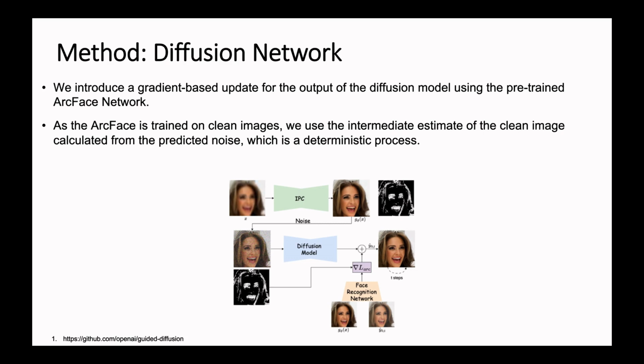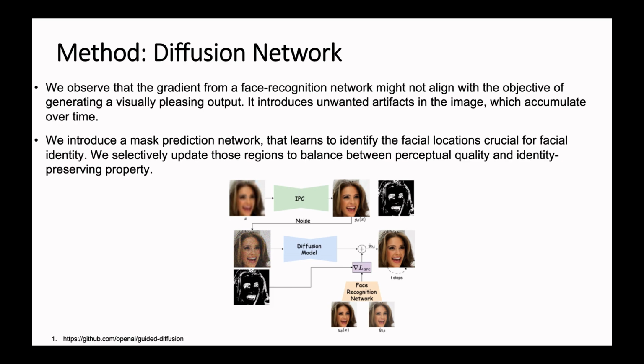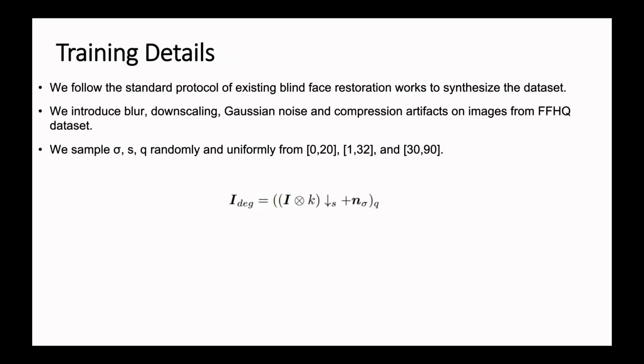So we have basically two types of regions. For one, we add an additional regularizer from the face recognition network. For the other, there is no regularizer. So those regions can enhance the perceptual quality very freely. And this whole framework is trained on a synthetic dataset which is built using the FFHQ dataset, and we use the standard blind face restoration setting where you use different types of standard degradation such as blur, noise, downsampling, or JPEG artifacts, and so on.